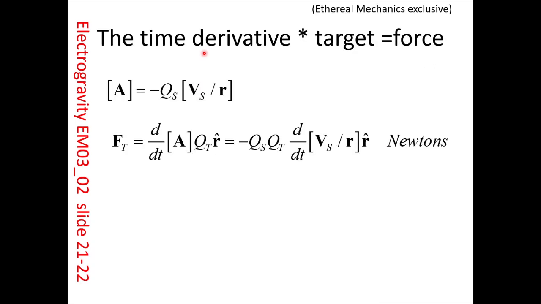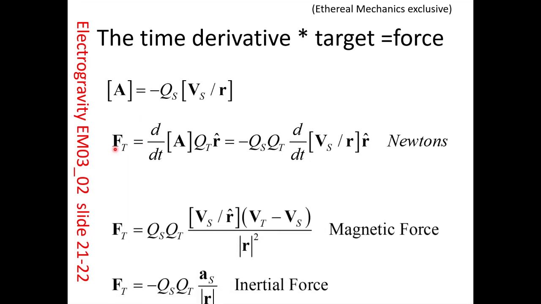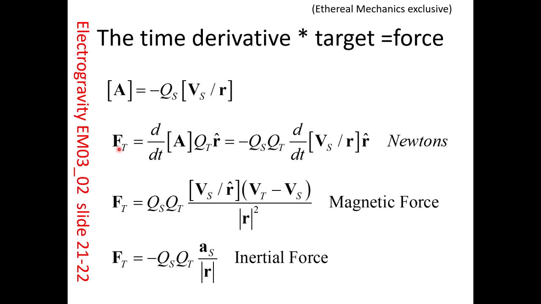Okay, so the way we began that in electrogravity is we take the time derivative of this and then multiply it by a target charge to get a force on the target charge. From this time derivative, we end up with these two components. One is identified as a magnetic force, and the other one's identified as the inertial force. And the inertial force has been with new electromagnetism from the beginning. We knew it as new induction, and it was found by experiment. This is the first time we're showing all of these things derived from one single underlying force.